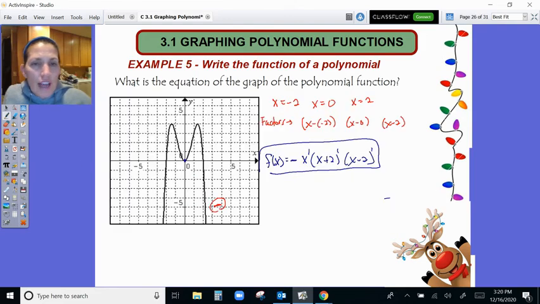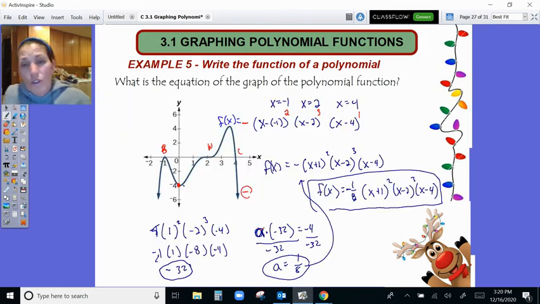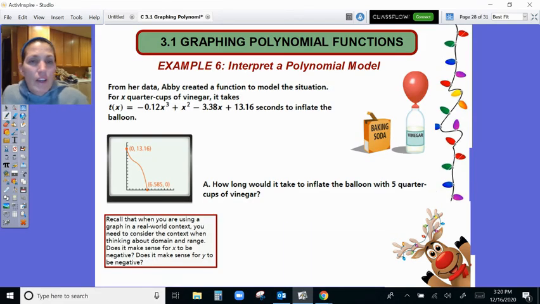Most of the ones I'm going to give you are going to have zeros for x, like those guys, but you will see a couple of them like this guy here. Okay. Next up, we just have basic interpreting a graph, which is just looking at a polynomial and getting information from it. So Abby creates a function to model a situation, which you don't even know what she's talking about. So she puts in baking soda and then takes how much time it's going to take to blow up a balloon with 5 quarter cups of vinegar. And she wants to know how long would it take to inflate the balloon with 5 quarter cups of vinegar.